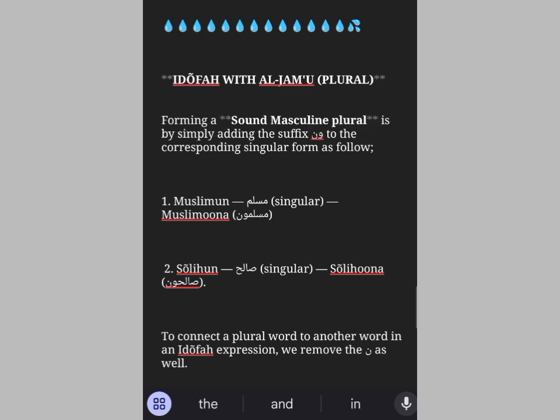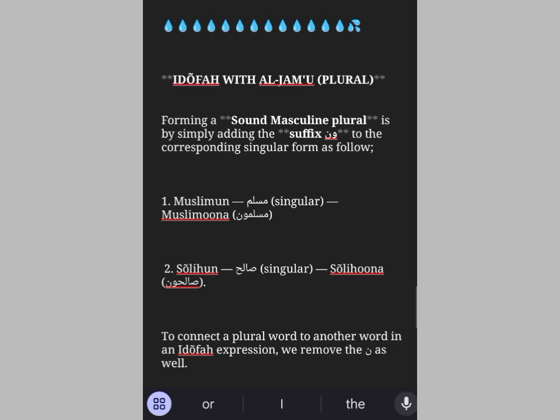Okay, so jam'ul mudhakkar salim, that is the sound masculine plural. We know that we formed that. I think we've talked about that too. Please check the previous lesson to see this part. We formed the mudhakkar salim by adding waw and noon to the corresponding singular form of it. So we say Muslimun.